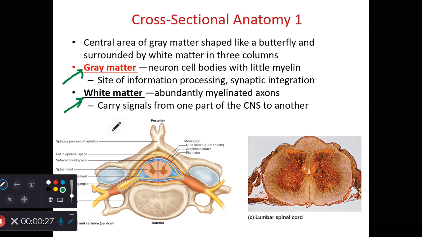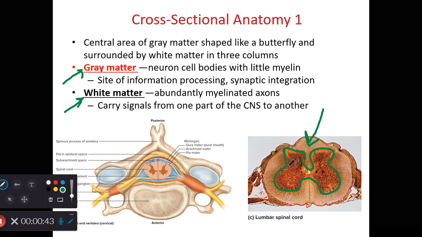Now, if we look at the inside of the spinal cord, the gray matter is going to be deep in the spinal cord. And this is different from the brain. Within the brain, the gray matter is going to be on the surface of the cerebrum, as opposed to white matter, which is on the surface of the spinal cord.